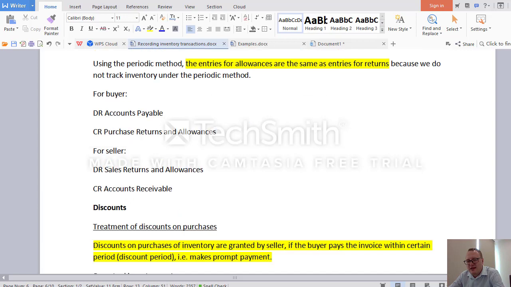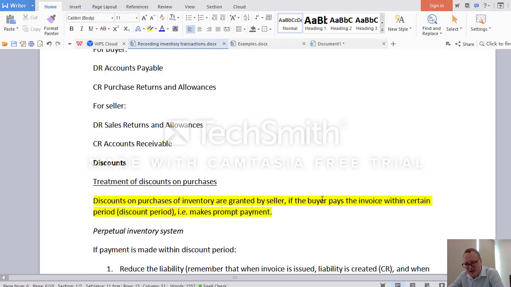Then the next thing that may happen to the inventories is the discount. A particular type of discount: if you pay within a certain time period, you will get a discount. If you make prompt payment. If you pay later, you do not get a discount. And if you do not pay at all, then the case will be referred to money collectors and taken to court and legal action and so on. So this one is the discount for prompt payment.